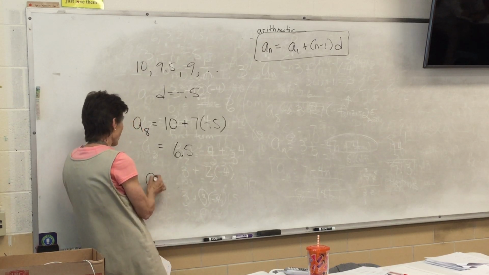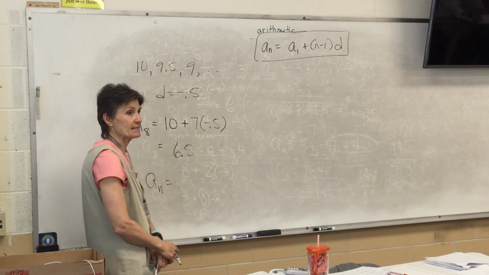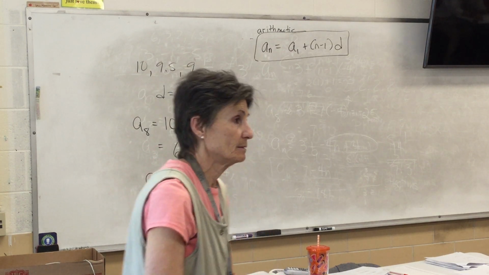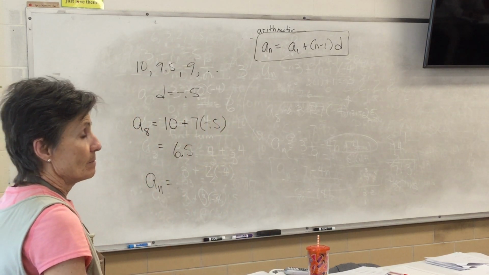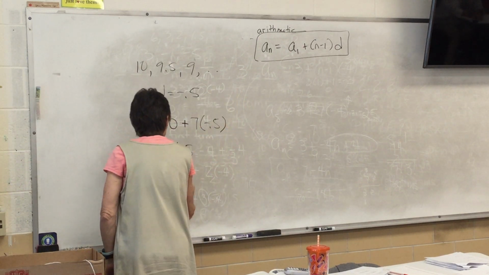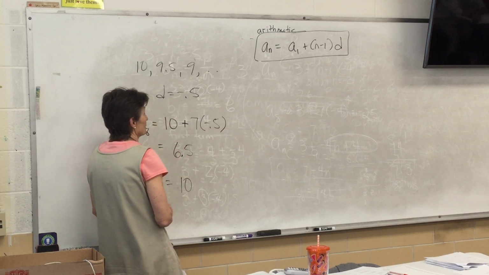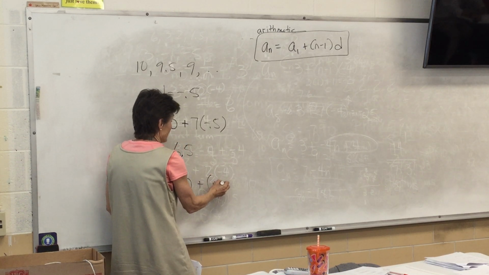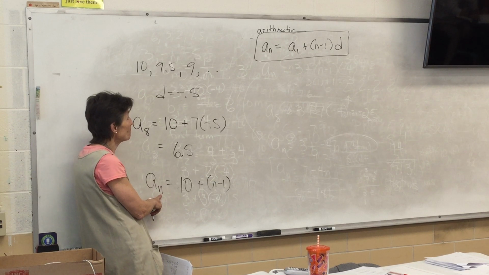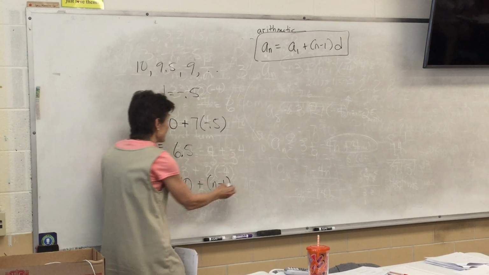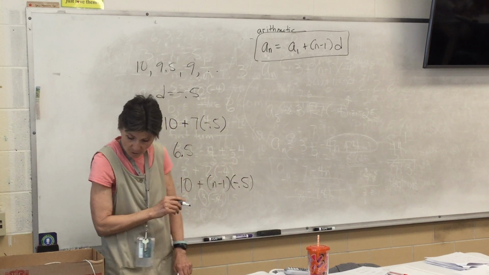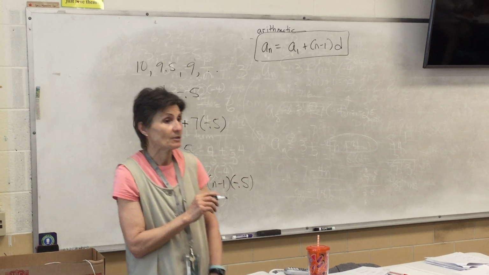Now, this is called the explicit formula. A sub n is the explicit formula. Well, it's right there. The first term is 10. n minus 1 is n minus 1, because I don't have an n value, I just have an n. And then d is negative 0.5. Now, I want you to clean that up. What do I mean by that? What do we need to do?